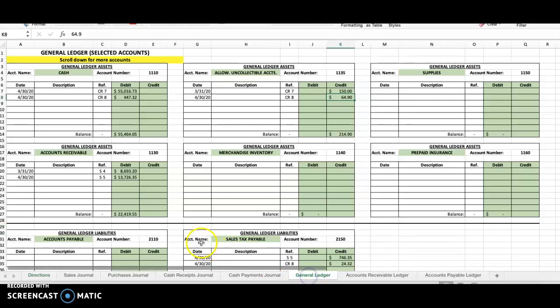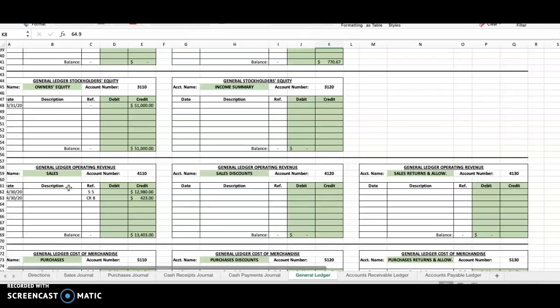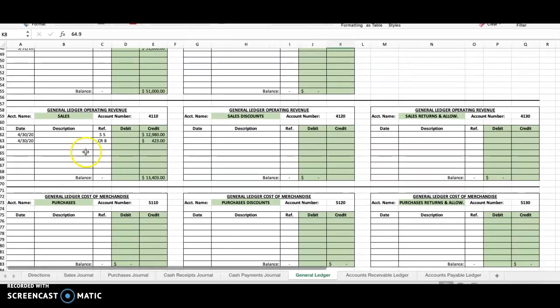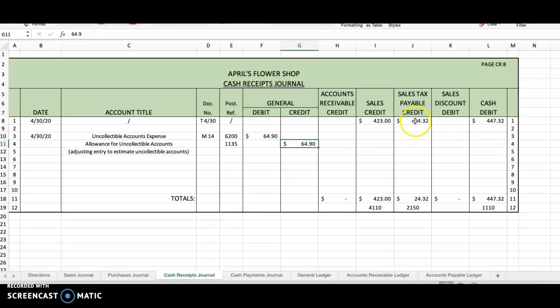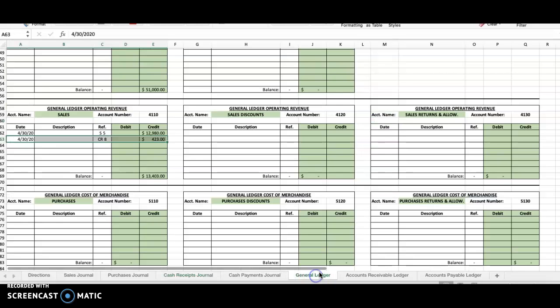So we would go, for example, after things are posted, to the sales account, and we will see a credit of $12,980. That came from the sales journal. There's another number here that came from the cash receipts journal. So if you go there, this is the cash credit of $423 that was posted. This was a cash sale that was posted to the sales account.